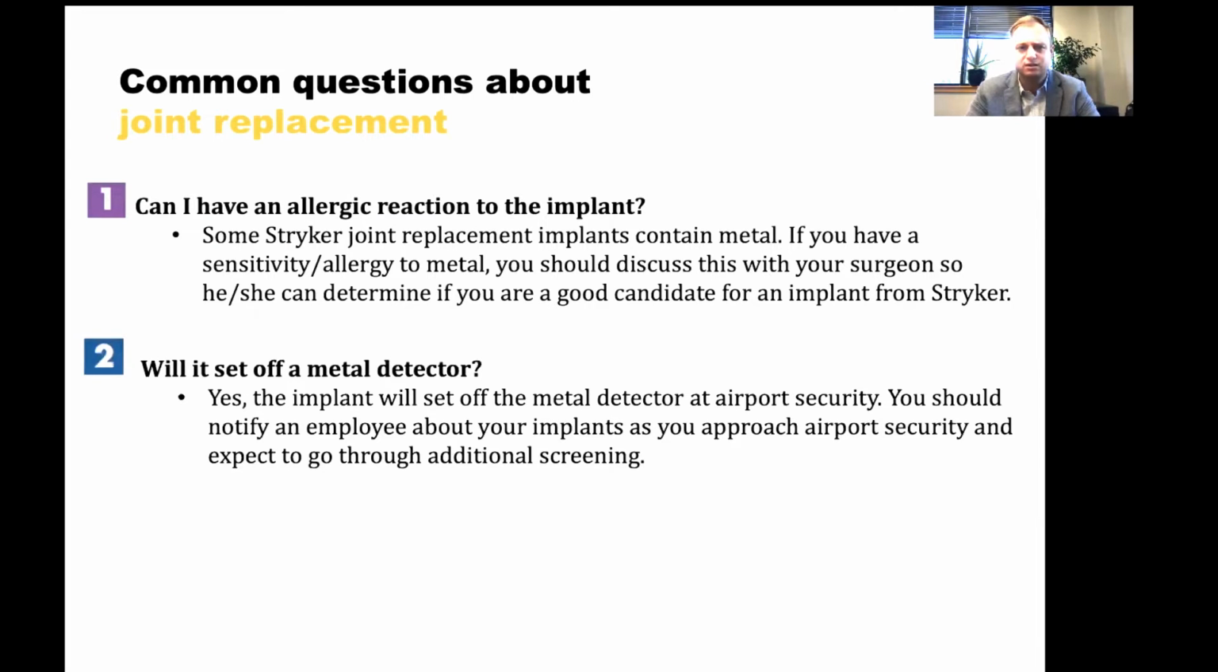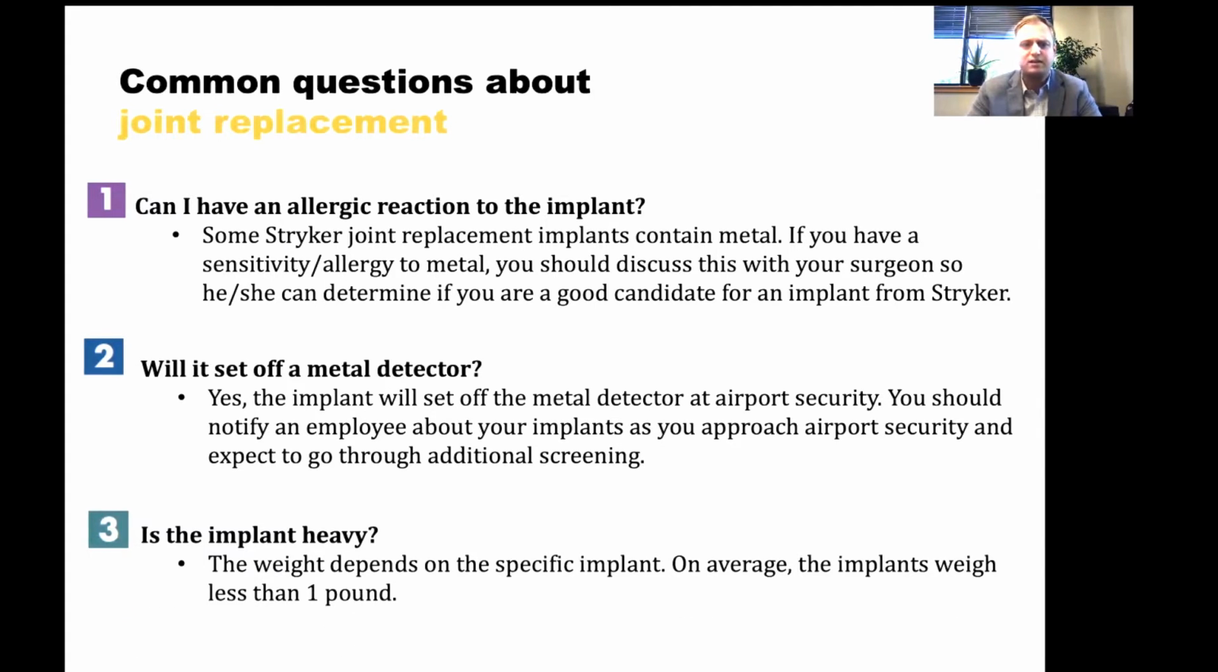Will it set off a metal detector? Yes, the implant will set off a metal detector, but a lot of the TSA agents have seen this. Like I said, over 700,000 knee replacements are done. It's something they're very familiar with. We also can give you a card that you can keep with you that identifies the implant and your total knee replacement.